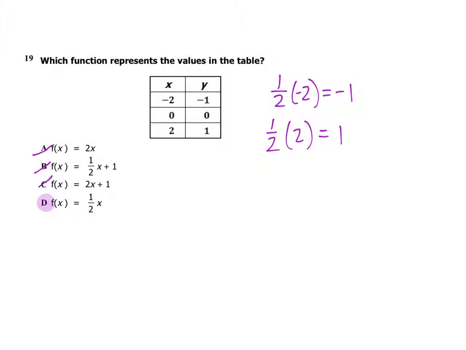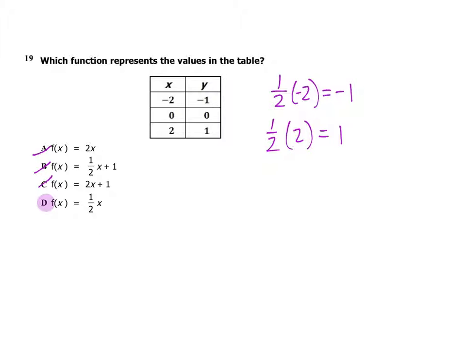Okay, let's see, 19, 20, 3 more questions, I think? Yeah, 3 more questions. Which function represents the values in the table? I started off by identifying that this had to be a direct variation. And a direct variation will not have a y-intercept other than 0. And I knew that because it goes through the point 0, 0. So I eliminated B and C based on that.